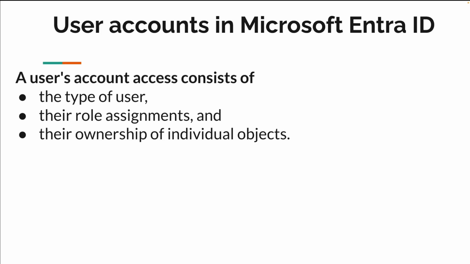In Microsoft Entra ID, all user accounts are granted a set of default permissions. A user's account access consists of the type of user, their role assignment, and their ownership of individual objects. There are different types of user accounts in Microsoft Entra ID. Each type has a level of access specific to the scope of work expected to be done under each type of user accounts. Administrators have the highest level of access, followed by the member user accounts in the Microsoft Entra organization. Guest users have the most restricted level of access.